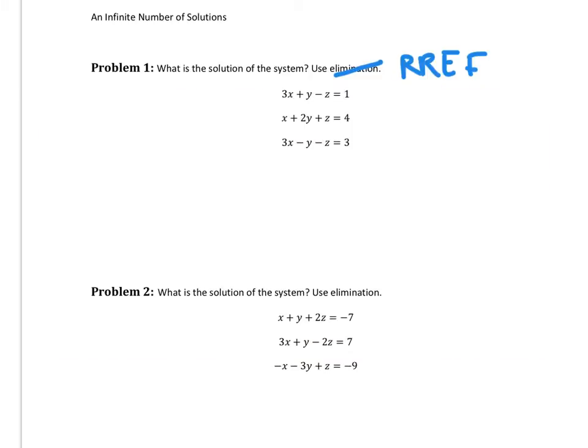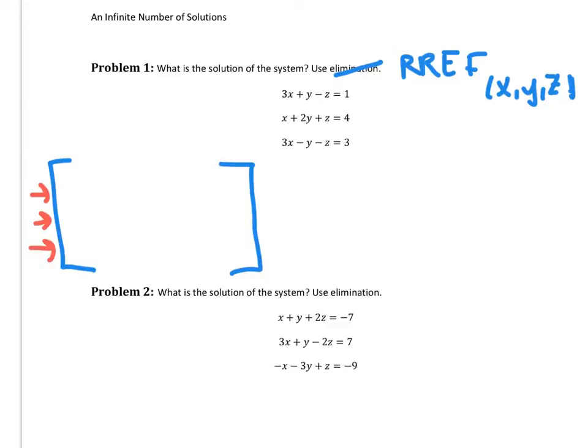First problem here, it says, what is a solution of the system? Use RREF. What I'm looking for is an ordered triple x, y, z that works for all three equations. So we have to know a little bit about matrices and how to set them up. I have three equations, so I'm going to end up with three rows. And because I have three variables and an answer column, I'm going to have four columns. The first column will be my x coefficients, the second column my y coefficients, my third my z coefficients, and then the last column we're going to put in the answers.